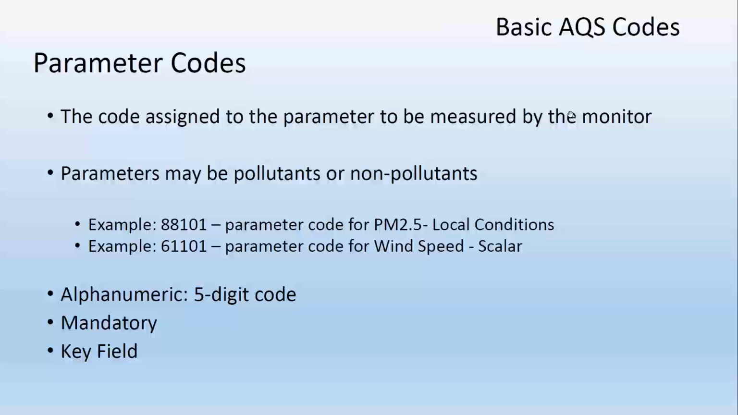By parameter, we mean this may be the pollutant that's being measured or the non-pollutant that's being measured. An example of a parameter code is 88101. This is the parameter code for PM 2.5 measured at local conditions. And you see parameter code 61101. This is the parameter code for wind speed measurements. So you've got a pollutant and a non-pollutant parameter code here. Again, this is an alphanumeric 5-digit code, meaning it can contain a letter and or a numeric value.